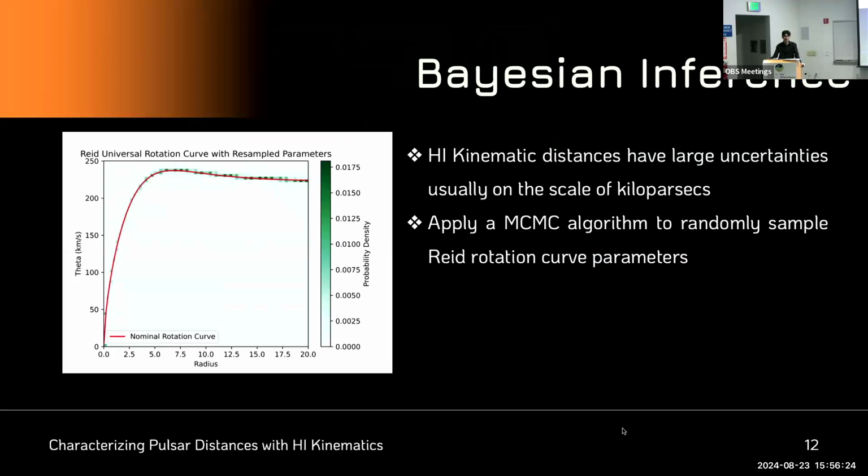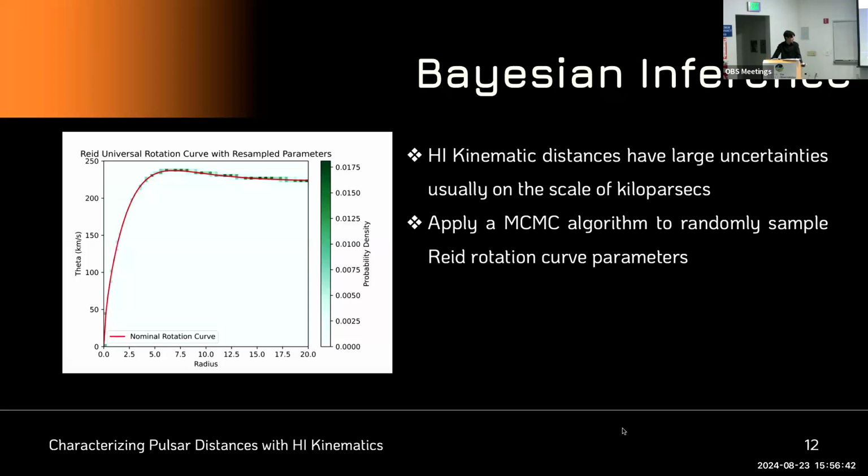After we compile these H1 kinematic distances, we want to apply a Bayesian inference approach to derive the uncertainties of these H1 kinematic distances. The rotation curve model can have uncertainties in its parameters, and some H1 kinematic distance parameters can have uncertainties as well, which can lead to these H1 kinematic distances having uncertainties on the scale of kiloparsecs.